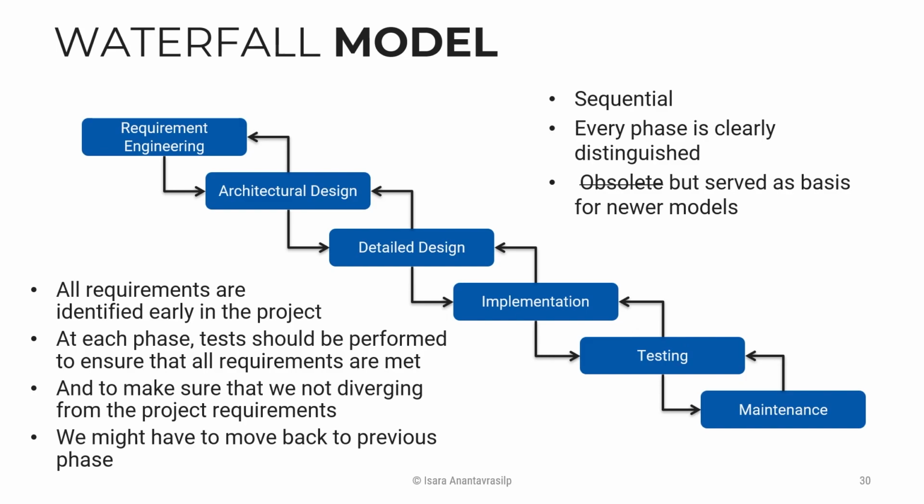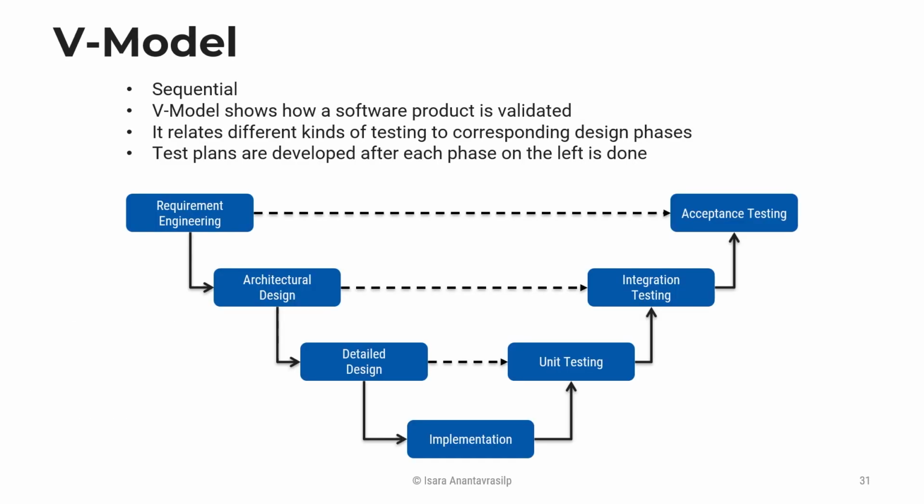Also, even though the waterfall model doesn't handle changes well, it serves as a basis for newer models, because each of these steps, each of these phases, are common activities that you should do in software development anyway. The next sequential model is the V model.